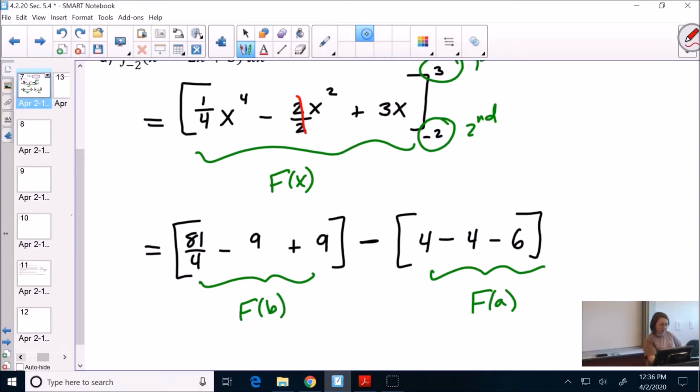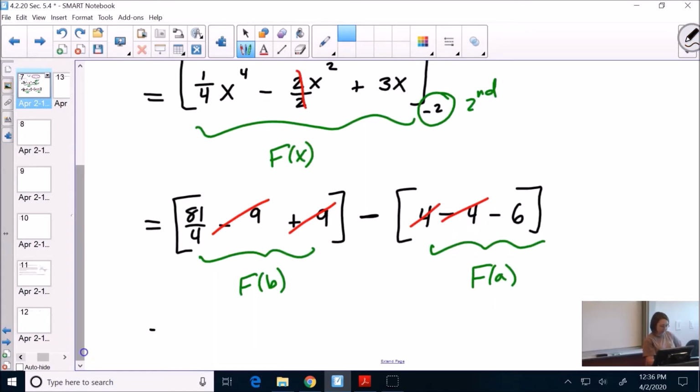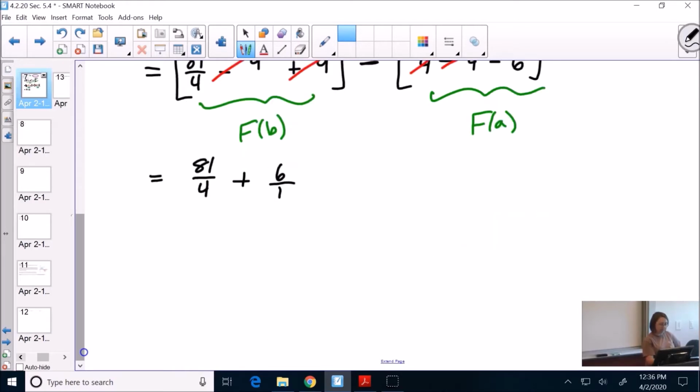Simplify whatever you can. So -9 and +9 cancel. -4 and +4 cancel. We have 81 over 4 minus a -6, or a +6. Now we're going to get a common denominator here. So 6 is over 1. Multiply top and bottom by the 4 that you need. So 81 plus 24, all over 4, is 105 over 4. And there you go.